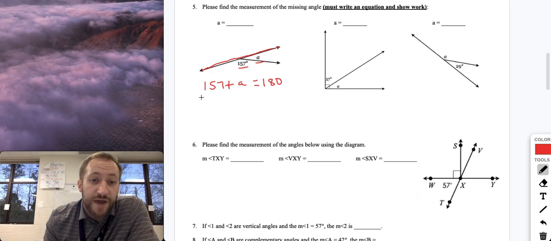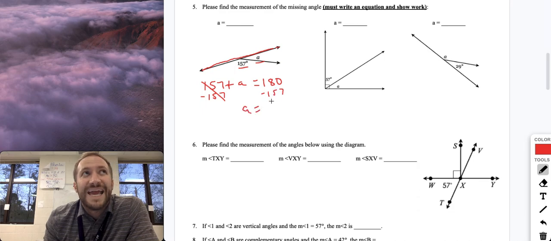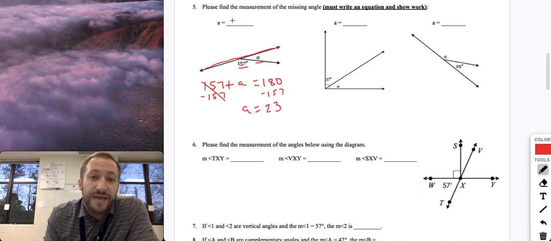I'm going to subtract 157 from both sides. Minus 157, minus 157. A is equal to 180 minus 157. That's 23. So A is equal to 23 degrees.